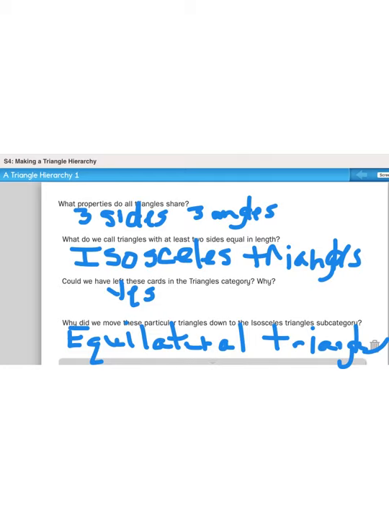Could we have left those cards in the triangles category? Yes. Could we have left them in the isosceles triangle subcategory? Yes. They're all still triangles and they're all still isosceles triangles. They just have an extra property. They have all three sides as equal length. So they are considered equilateral triangles.